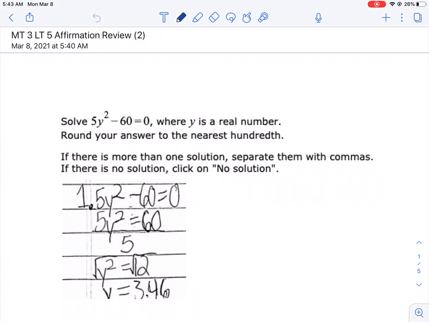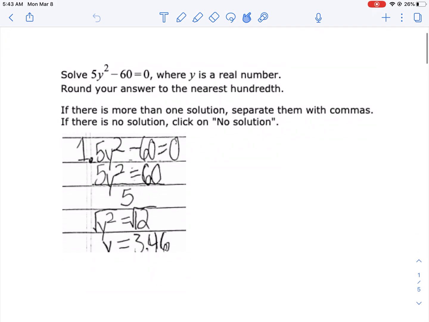Hi, let's review your MT3LT5 affirmation. You did it mostly right. You made one major error on most of the problems. And let's take a look at example 1. It's a perfect example you did here.